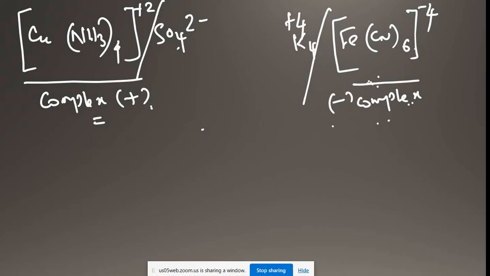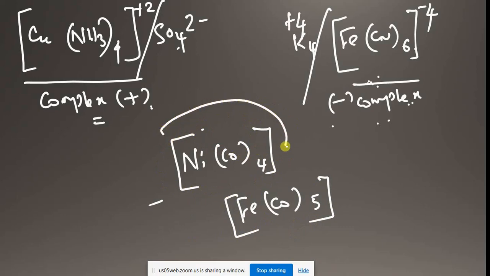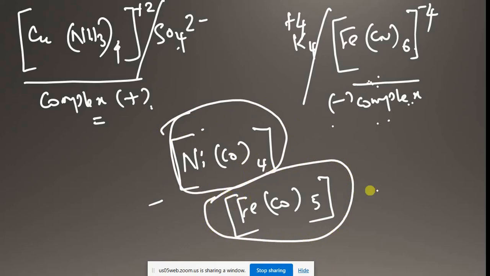And let me give you an example for the neutral one. That is Ni(CO)4, where there are no counter ions. Fe(CO)5, where there are no counter ions. So this will exist in solution as a whole, because this coordination complex will not dissociate in aqueous medium. So these are all examples of neutral complex.